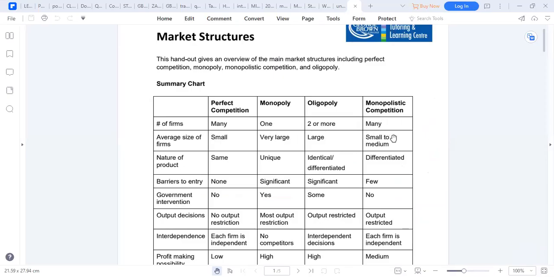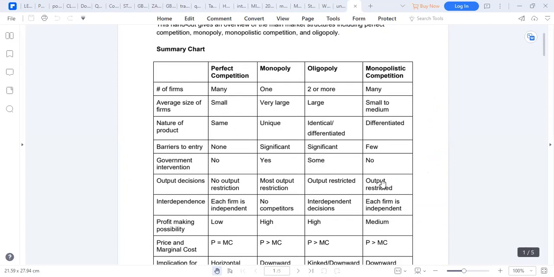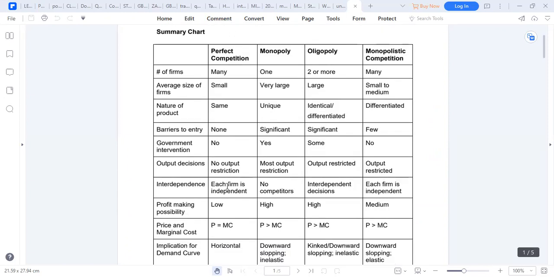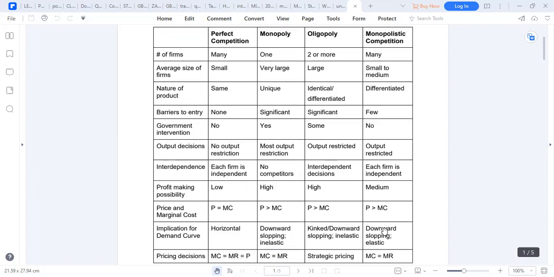The number of firms is many, the average size is small to medium, and the nature of the product is differentiated. The barriers to entry are few, there's little or no government intervention, and output decisions here are restricted. Each firm here, in terms of interdependence, is independent of the others. They don't produce according to what the other has done. In fact, they are competitors. Profit making is medium, and the price should be above the marginal cost. The demand curve is downsloping, and profit is maximized when marginal cost is equal to the marginal revenue.